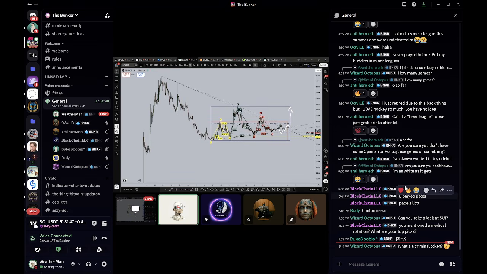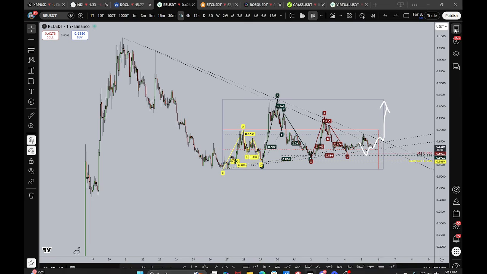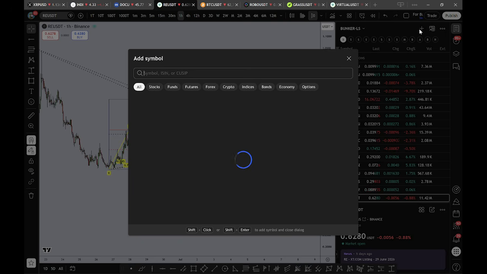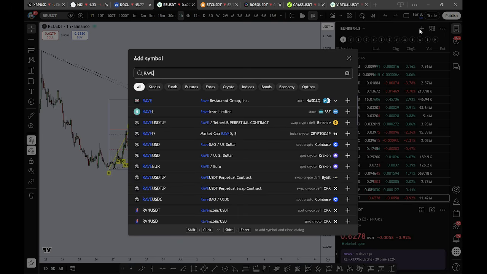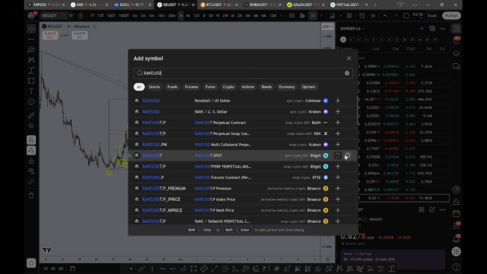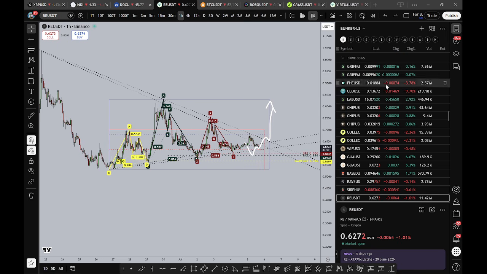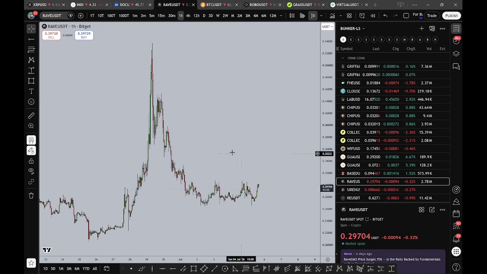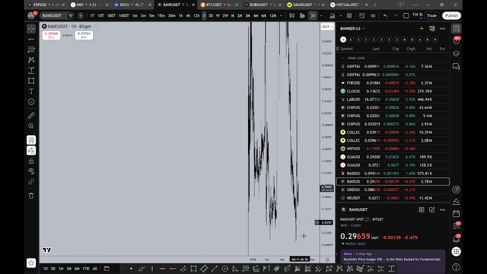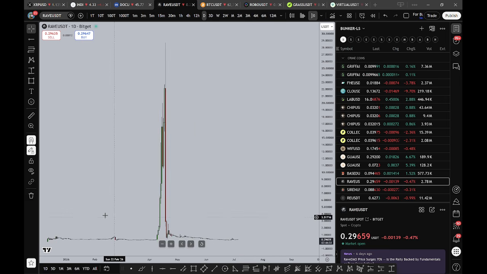So basically, my friend Ghost, he calls them crime tokens. Let me show you an example of some of the coins. Things like, I'm sure this was something we shorted here in the group. Something like Rave. If I was to show you guys the Rave chart, you will understand immediately what I mean when I say crime tokens. Take a look. This is what we mean when we say crime tokens, okay?